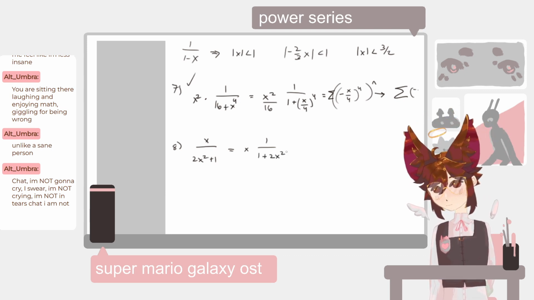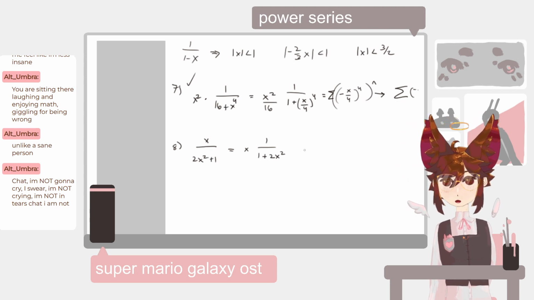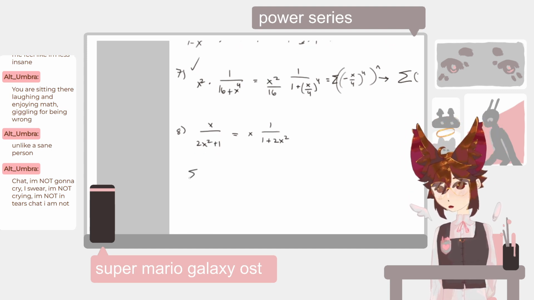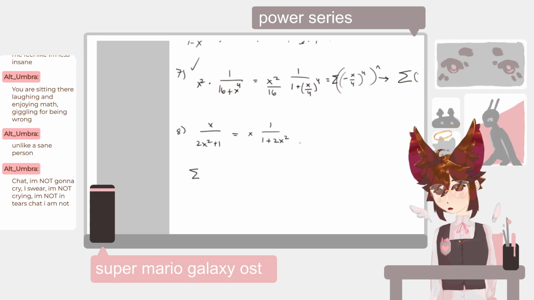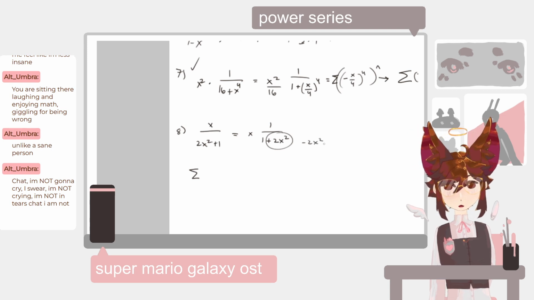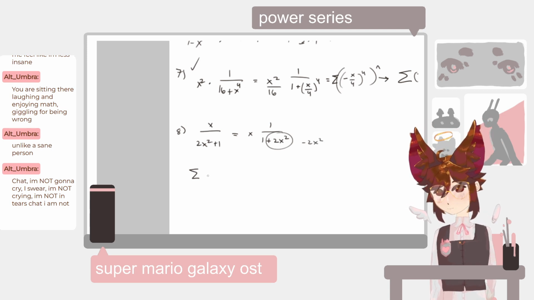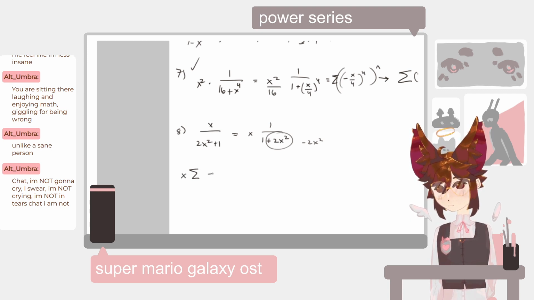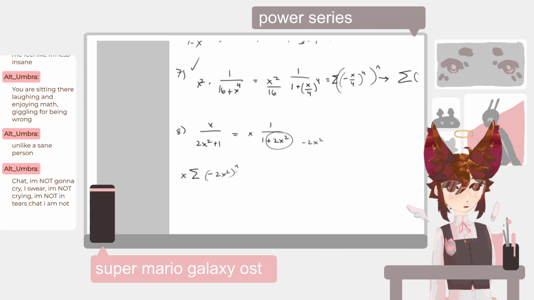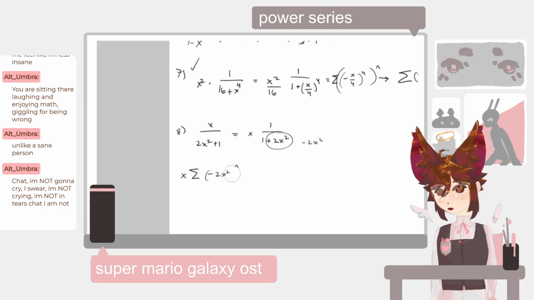Okay. Wait, so then our function is just, it's so easy. It's just this is negative, our thing is just negative 2x squared. No way. So we have x. I'm gonna leave the x on the outside. So then we have negative 2x squared to the n. Whoa, that's almost like it is supposed to be easy.